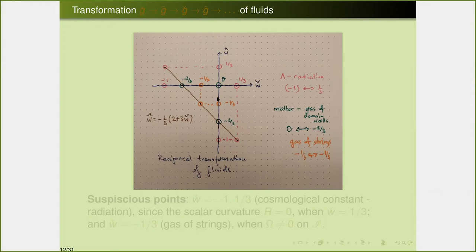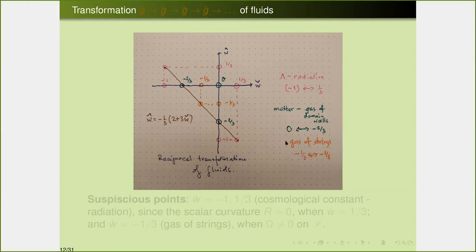The other one is, for example, where one of the W's is zero. So if one of the W is zero, the other is -2/3, and this corresponds to the passage between matter and something which even is known in cosmology. I looked in the book, and this thing with -2/3 is called gas of domain walls. I have no idea what it could be.